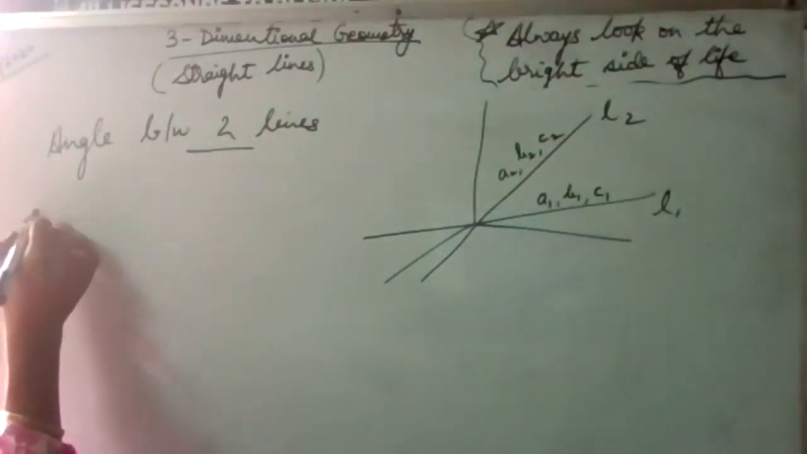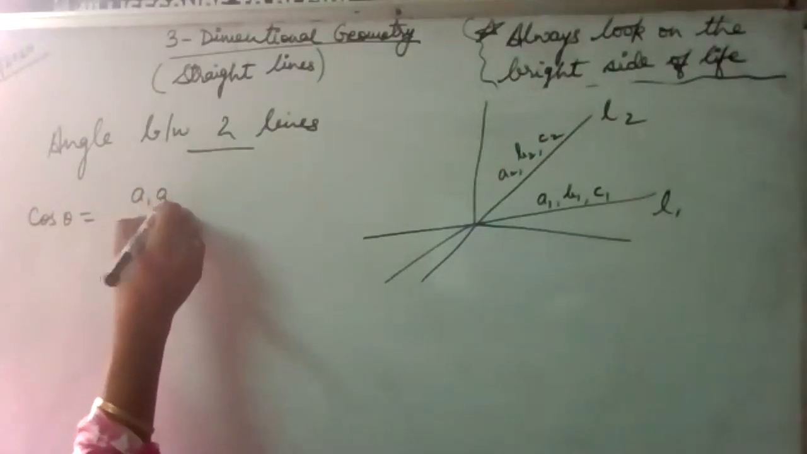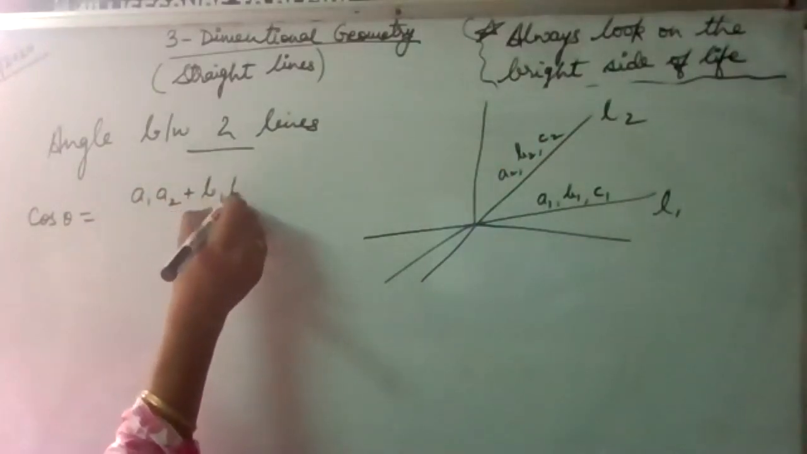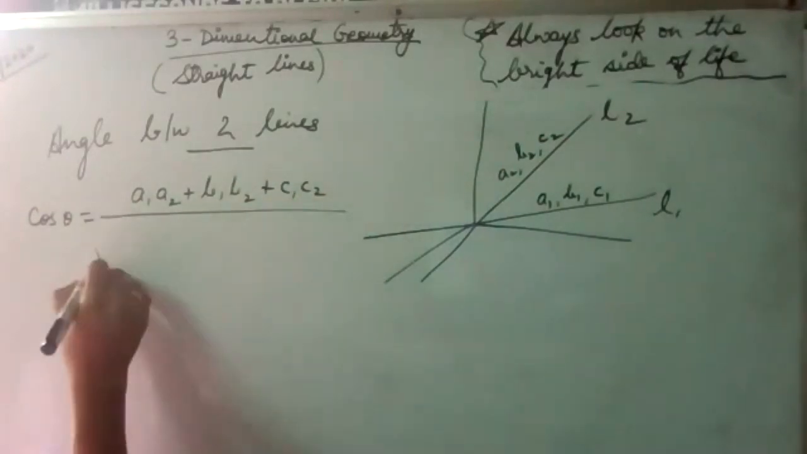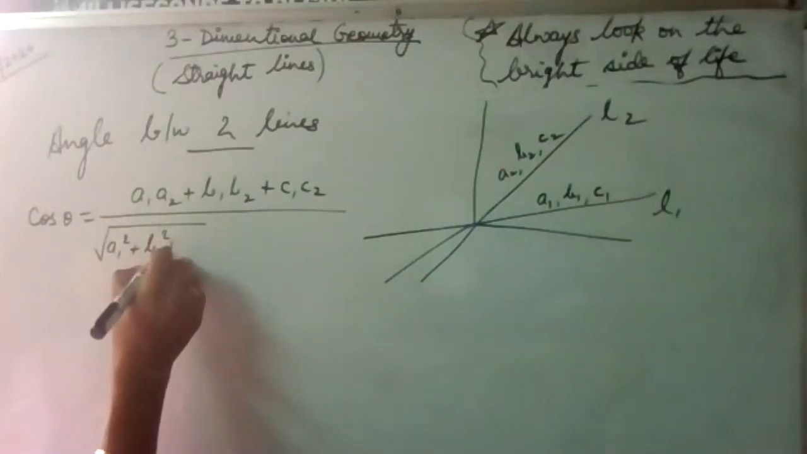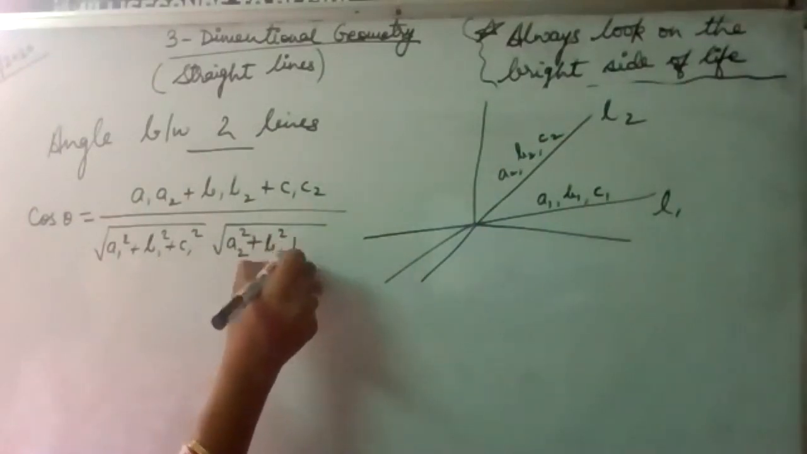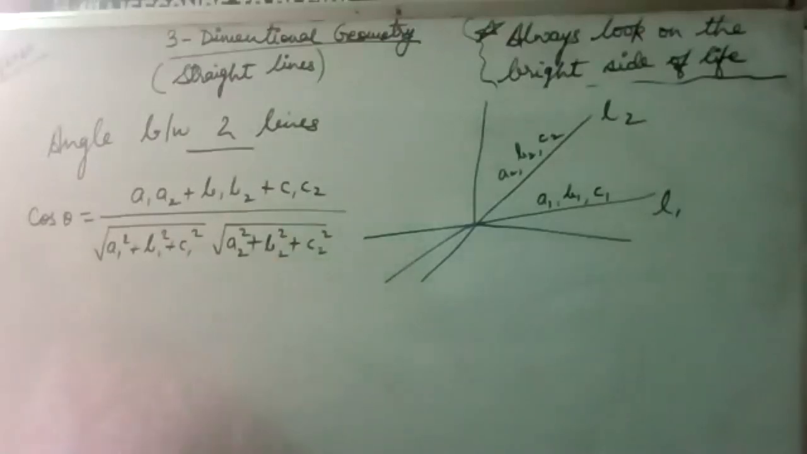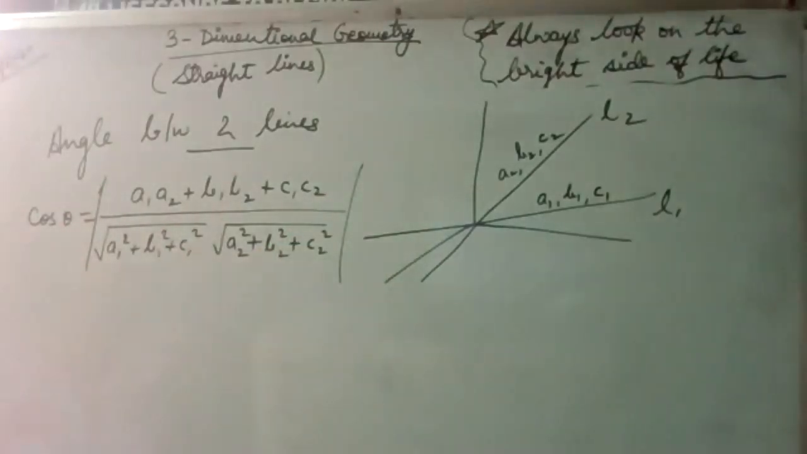So we get the angle between the two lines as cos theta equal to modulus of (a1 a2 plus b1 b2 plus c1 c2) upon (under root a1 square plus b1 square plus c1 square) into (under root a2 square plus b2 square plus c2 square). And we have a modulus because we are always finding out the acute angle between the two lines.